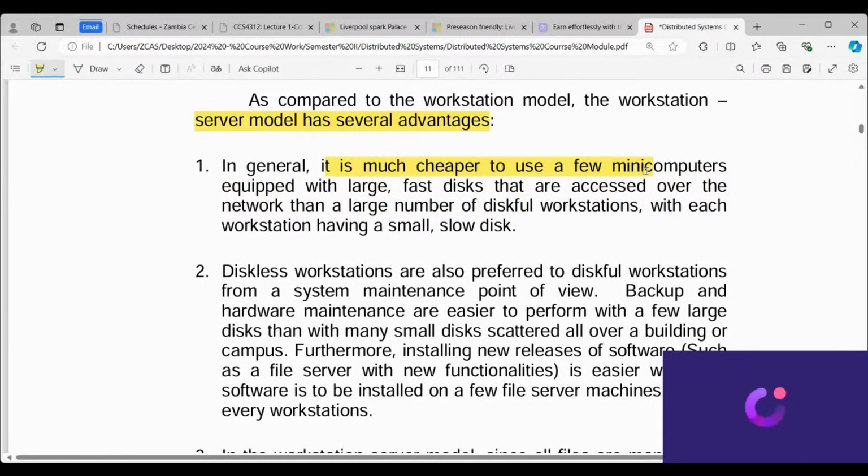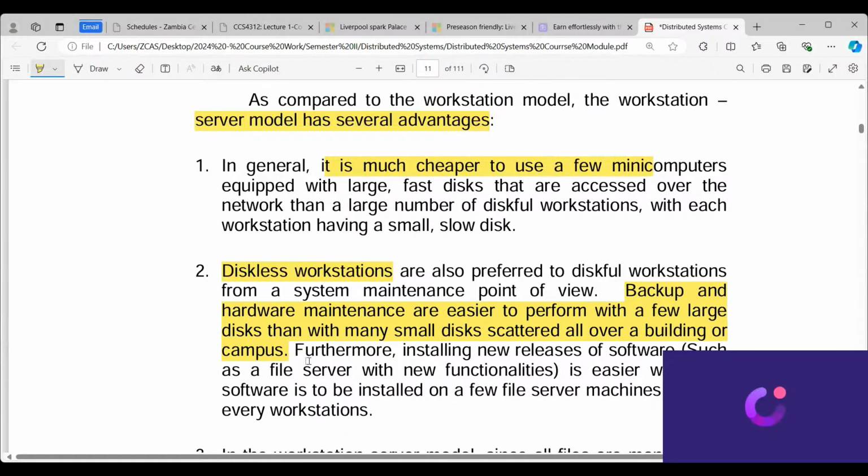So that is the aspect of cost. Then diskless workstations are also preferable to diskful workstations from a system maintenance point of view. It means that backups and hardware maintenance are easier to perform with a few large disks than with many small disks scattered over a building or campus.